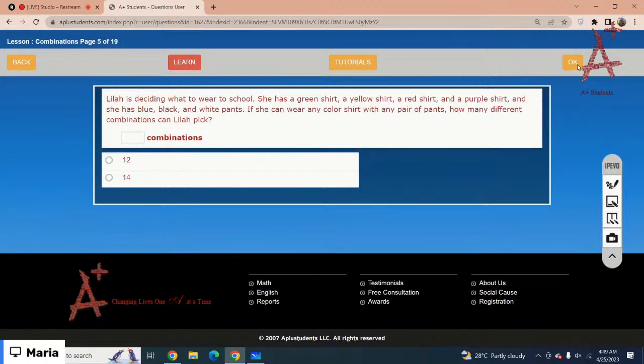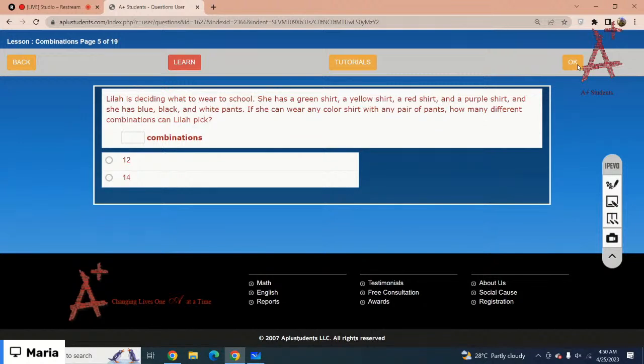Okay. Leila is deciding what to wear to school. She has a green shirt, red shirt, and purple shirt. Three options for shirt, and blue, black, and white pants. Three options for pants. No, four for the shirt and three for the pants.